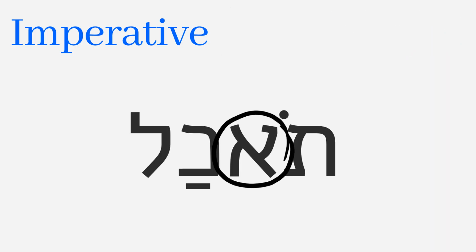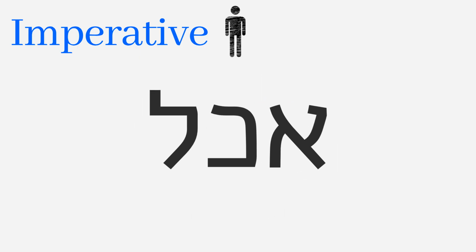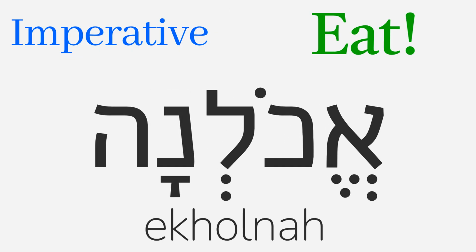Certain roots whose first letter is aleph have irregular forms of the future tense, such as tochal, you will eat. The masculine singular imperative of these kinds of roots will have its vowels as a segol, a chataf segol, and a cholam. So the command eat is echol, and we can add a na to this to make echolna, eat, commanding a group of women.